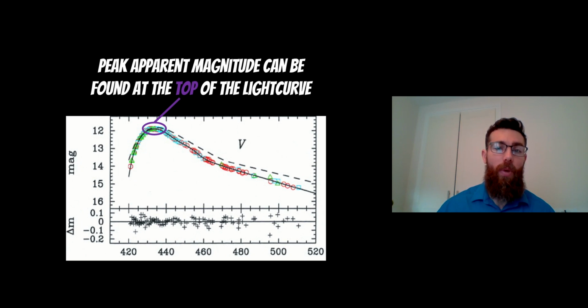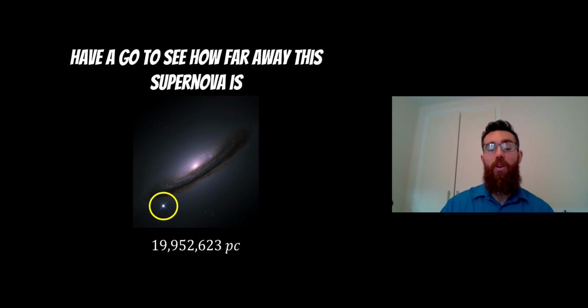This is the maximum apparent magnitude on the light curve, and that corresponds to the peak absolute magnitude of minus 19.5. Now, if we put that into our equation, you should end up with approximately 20 million parsecs for this particular supernova, as an example. So have a go yourself, see what you can get.